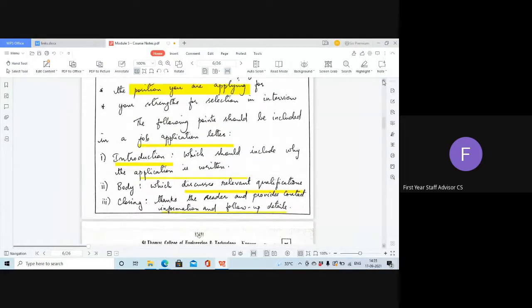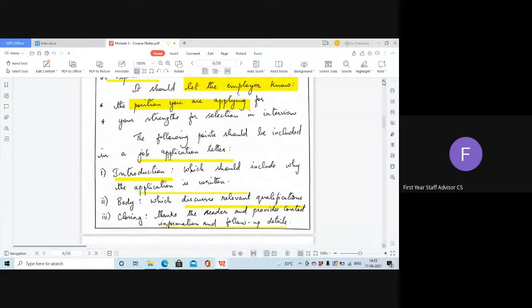That is, there should be an introduction which explains why you are writing this application letter, and then a body part which discusses the relevant qualifications for this position, and then there is a closing paragraph where you should thank the reader as well as provide information and follow-up details. Okay.